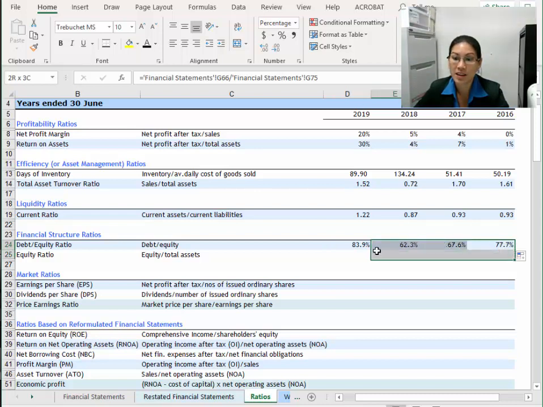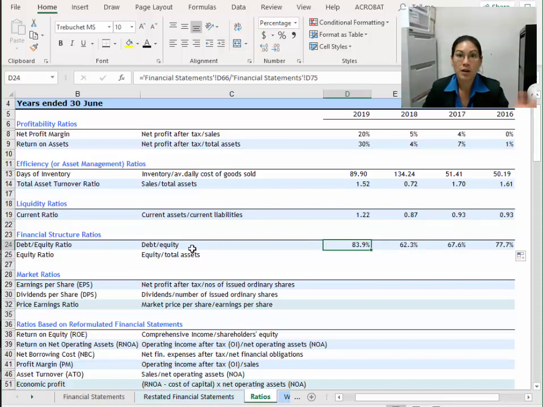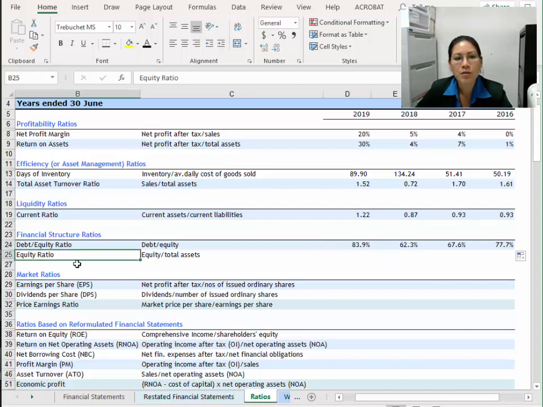They're increasing that trend as well. If you look, there was 77.7 in 2016, and they've increased that. So debt equity compares debt to equity, as the name suggests. The equity ratio simply tells you what percentage of the company is funded by the owners.